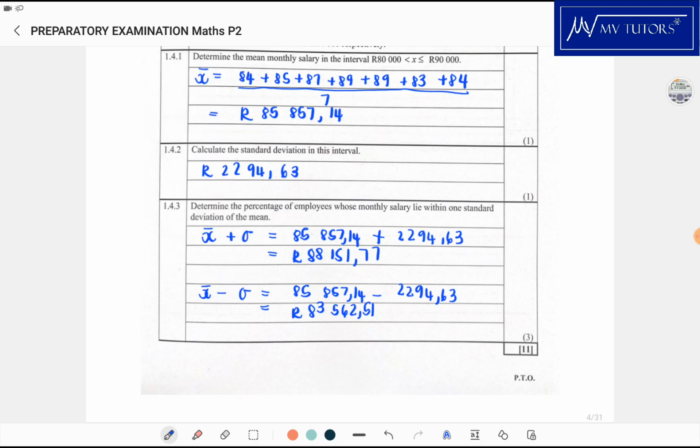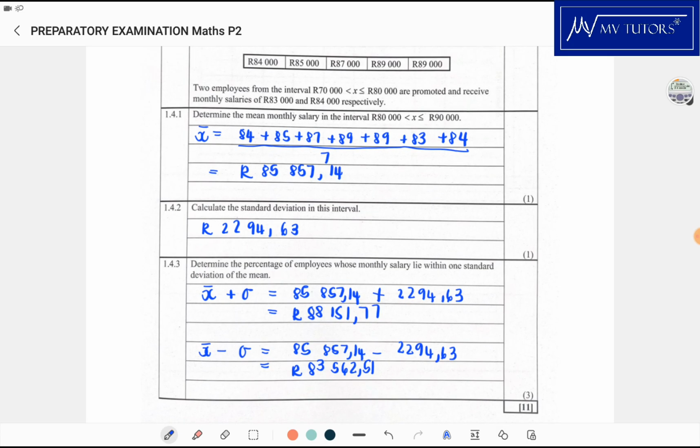Oh no, ooh. We didn't. It says determine the percentage of employees. Not that we should determine what one standard deviation is. So we need to determine the percentage of the employees whose monthly salary lie within one standard deviation. Okay, so let's have a look. Our lower bound is 83, our upper bound is 88. So we are looking between 83 and 88.